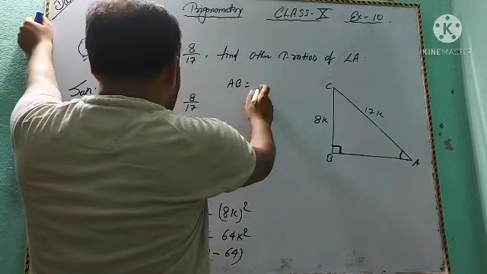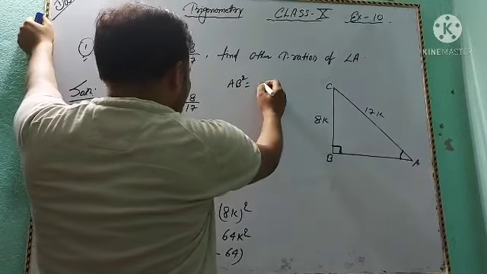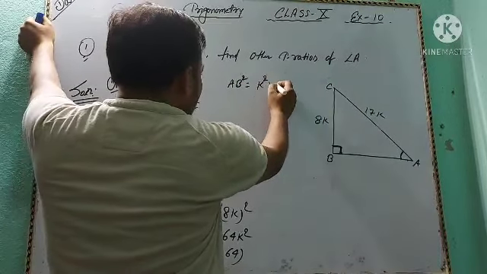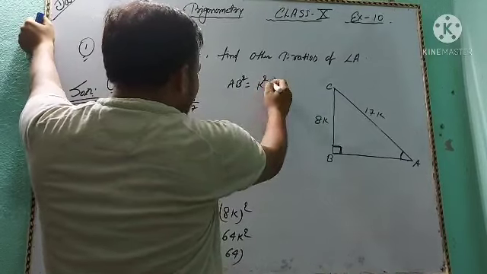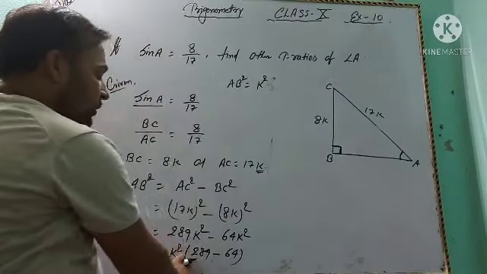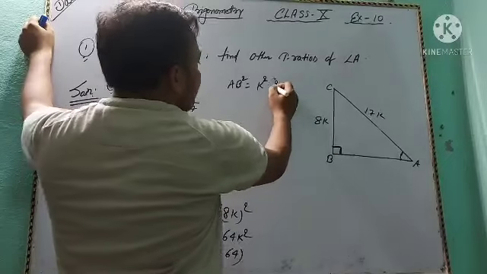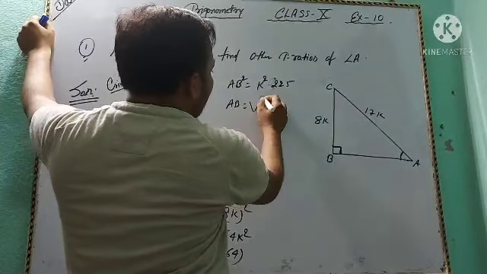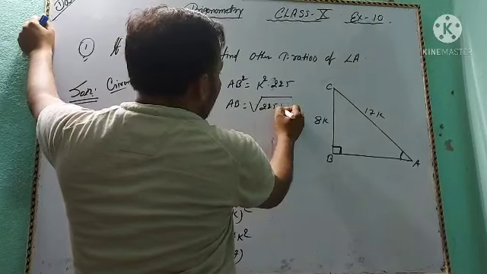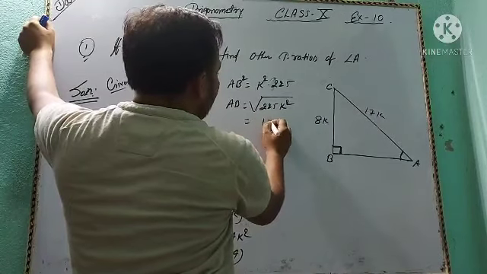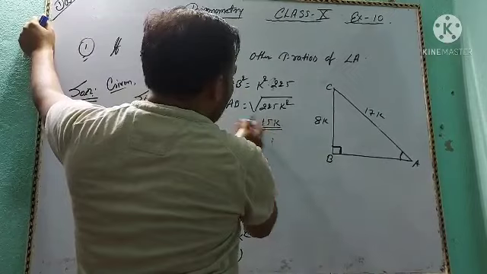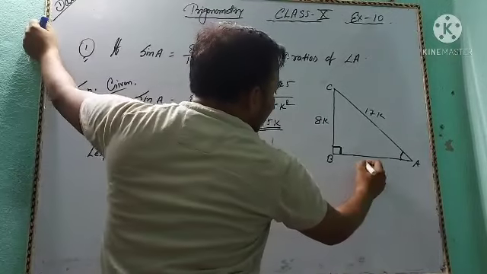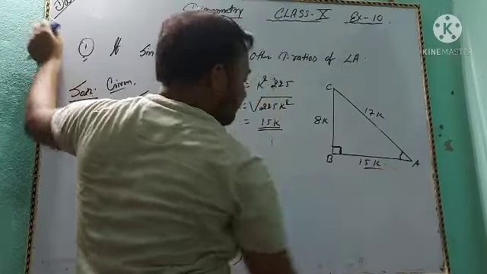Okay, so students, here AB square is equal to K square into 289 minus 64, that is 225. So AB is equal to root under 225K square, that is 15K. Okay, so the value of AB is 15K.